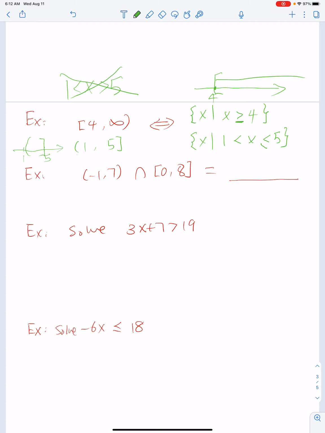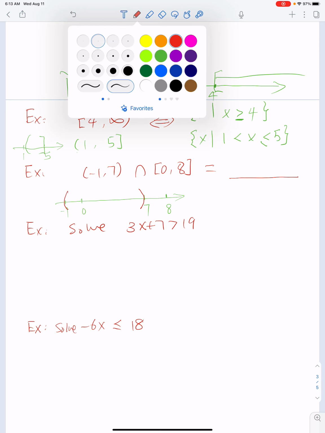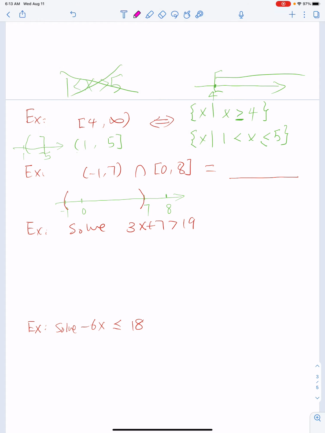Okay, so what will be -1, 7? You intersect, this means intersect with 0, 8. So we can use the graph, -1, 7, 0, 8, yeah? So what do we have here? We use two different colors, -1, 7, and 0, 8, yeah?